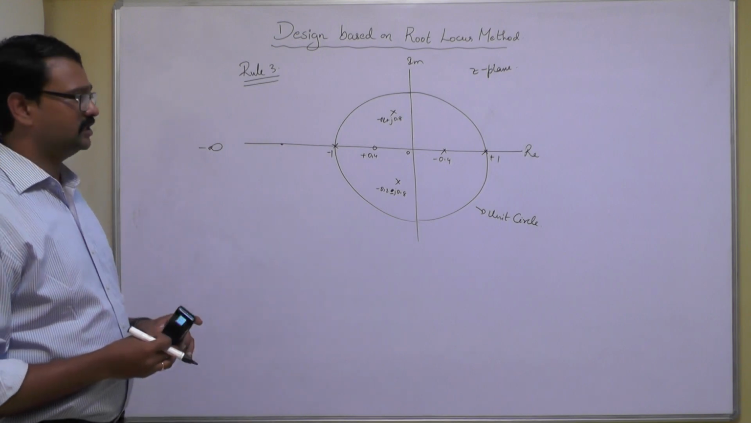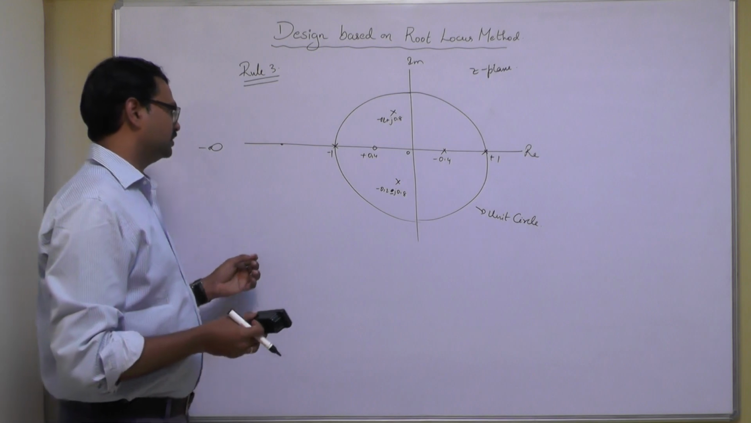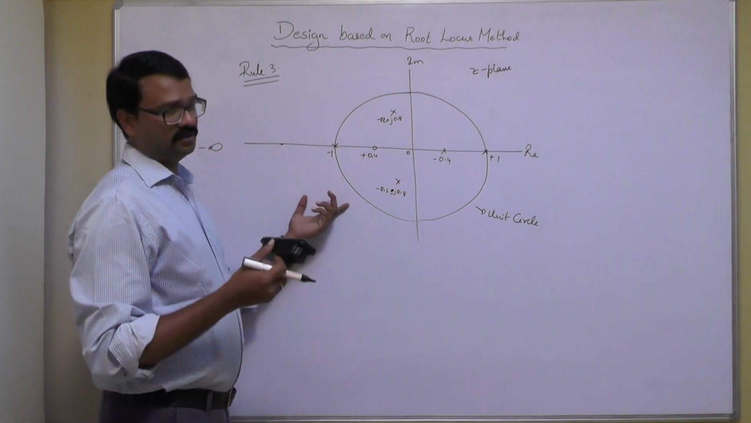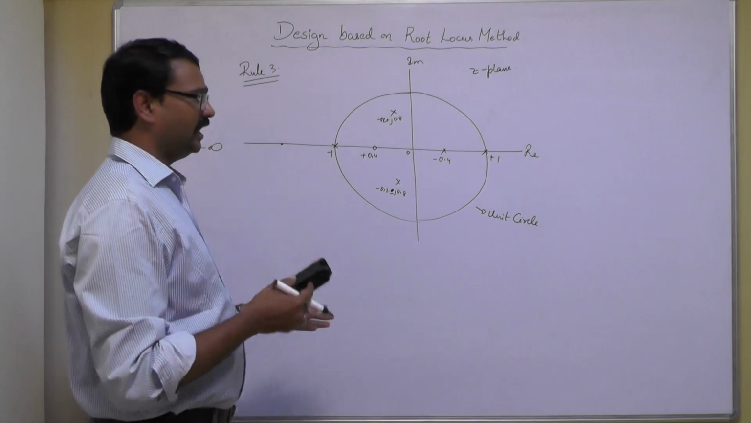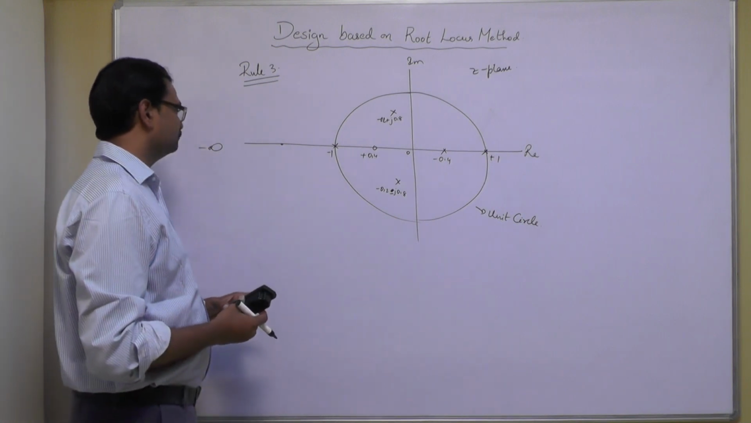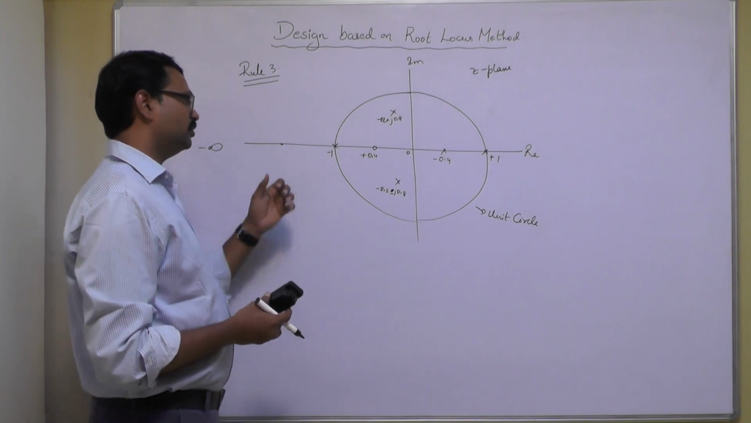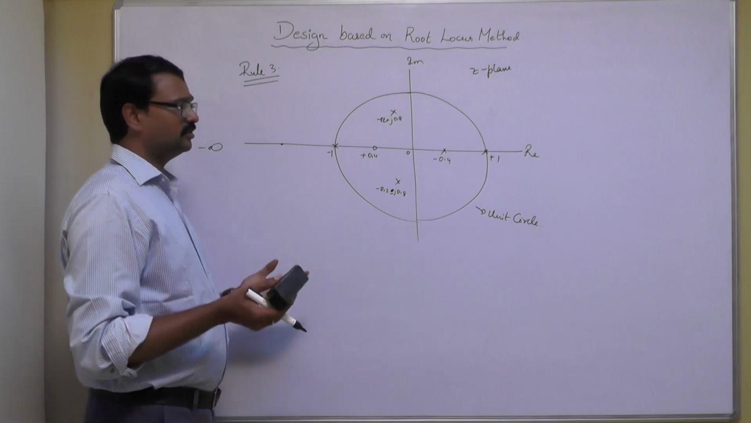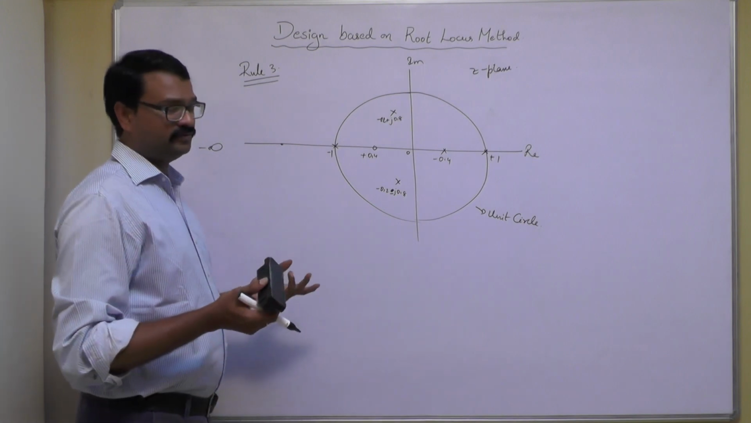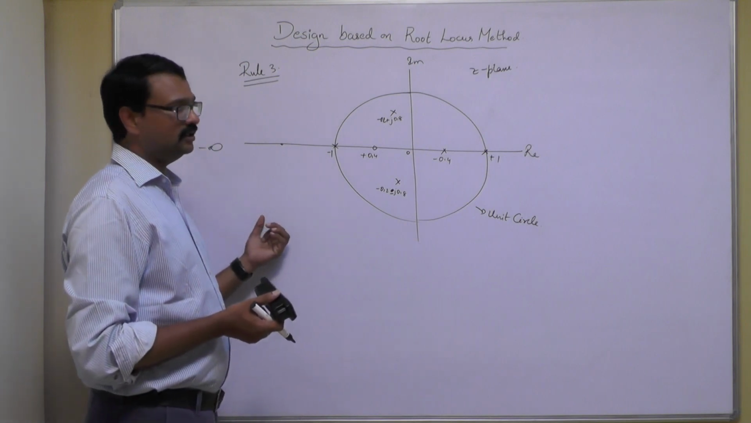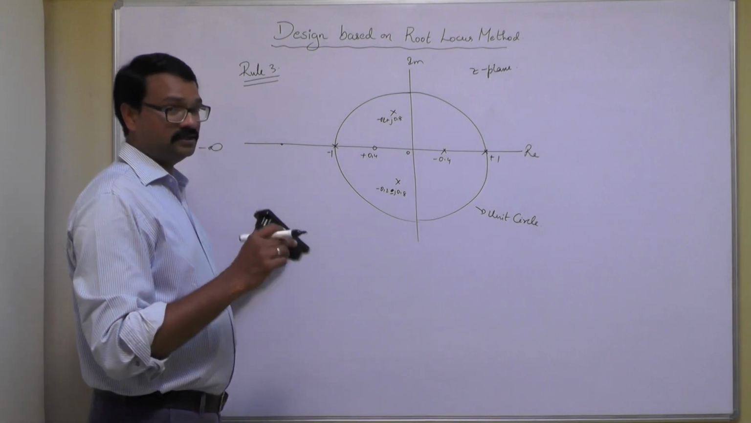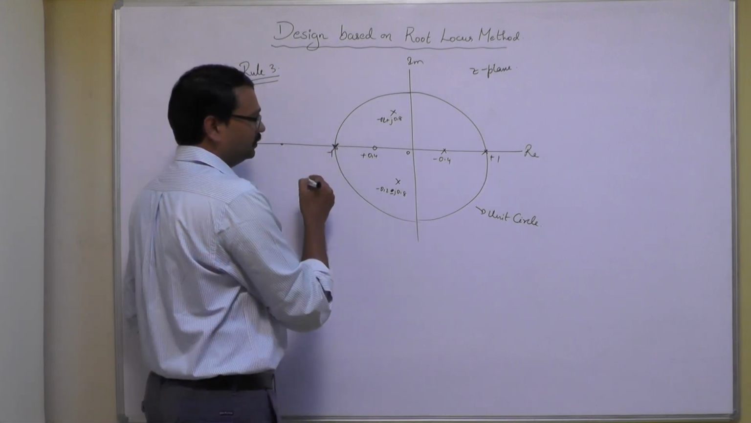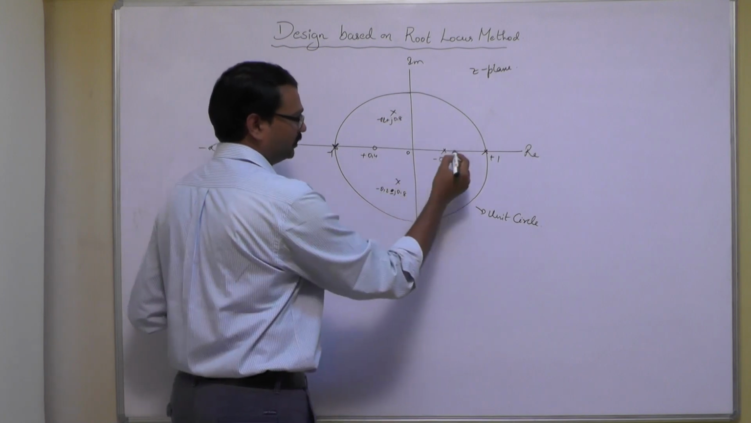Angles can also be considered. Anything can be considered here, that is not an issue because it is a z plane, which is a complex quantity. You have a real axis and an imaginary axis, and angle and magnitude can also be considered. So you consider a test point here and look towards its right, and you count the number of poles and zeros. If they are odd, then that point on the real axis lies on the root locus. So 1, 2, 3, 4, 5, 6.